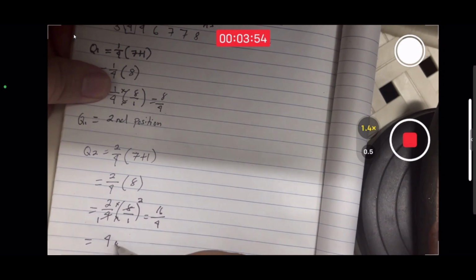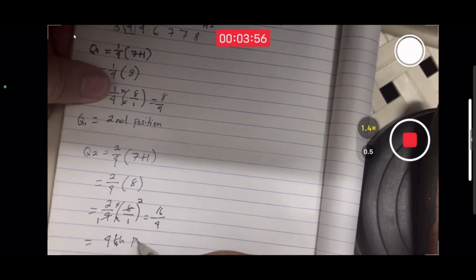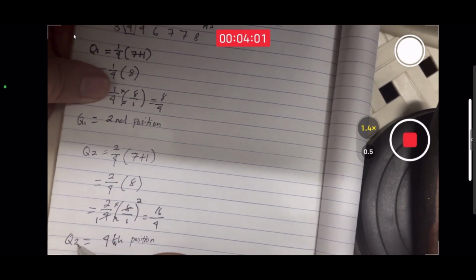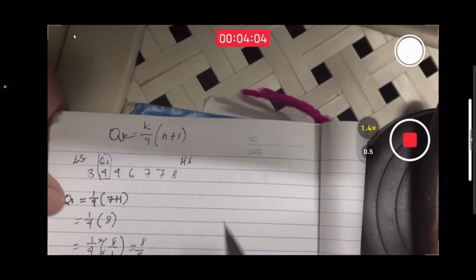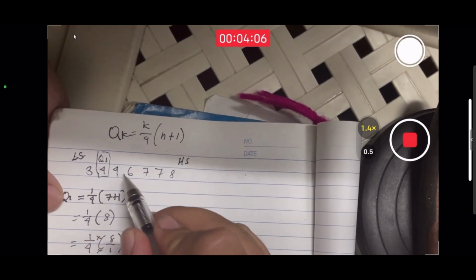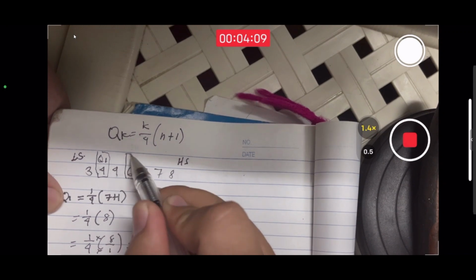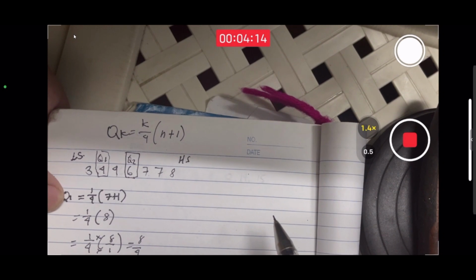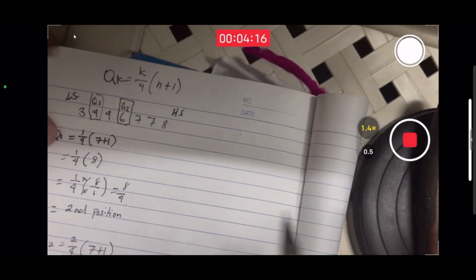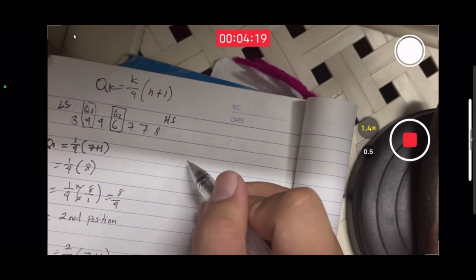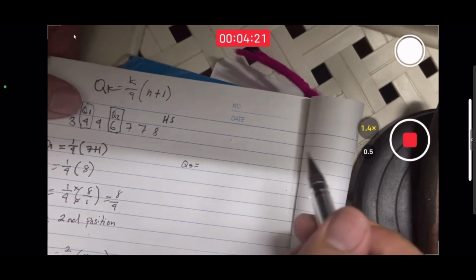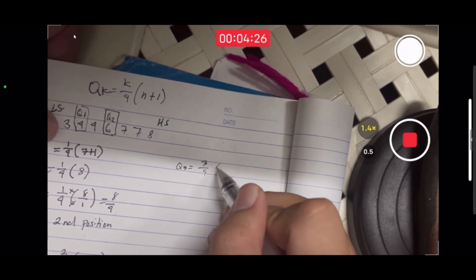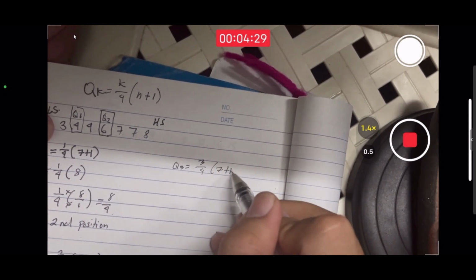Okay? So, on the fourth position, that's fourth position is equal to our quartile 2. So, let's locate first, second, third, fourth position. This will be your quartile 2. Okay? And lastly, our quartile 3. Quartile 3 is equal to what? 3 over 4 times 7 plus 1.